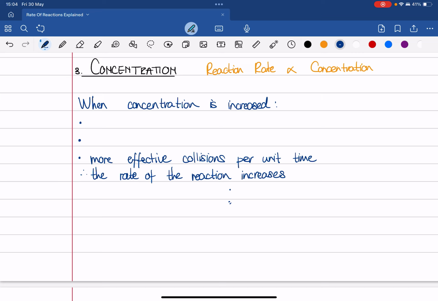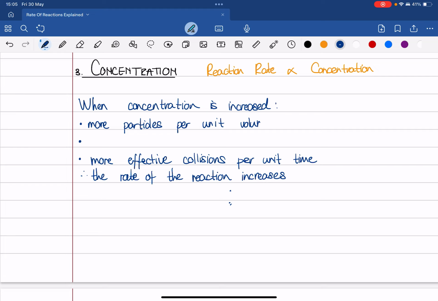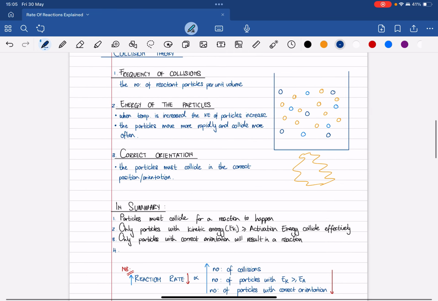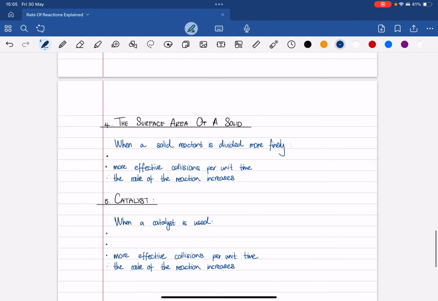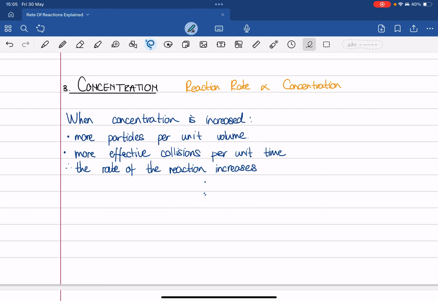When concentration is increased, what you do is that you've got more particles per unit volume, right? So you've got more particles per unit volume. So it goes back to that collision theory that we talked about. The more particles you have, therefore you're going to have more collisions, and that's what we want. So the more particles you have, the more effective collisions you will have per unit time, and the more effective collisions you have per unit time, therefore the higher the reaction rate.